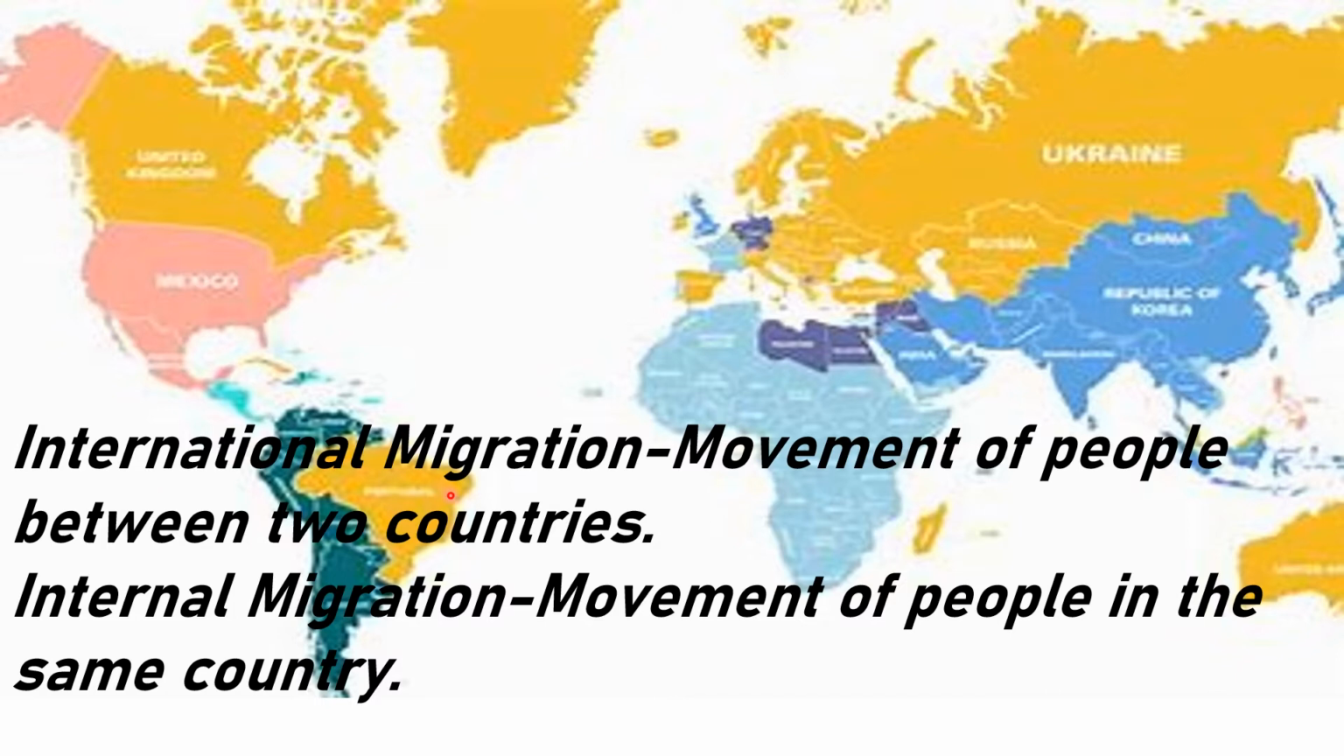International migration means the movement of a person between two countries of different continents. For example, Indians move to USA or Canada. This is international migration. Then internal migration is the movement of a person within the same country. For example, if a person from Lucknow moves to Bengaluru, it is internal migration.